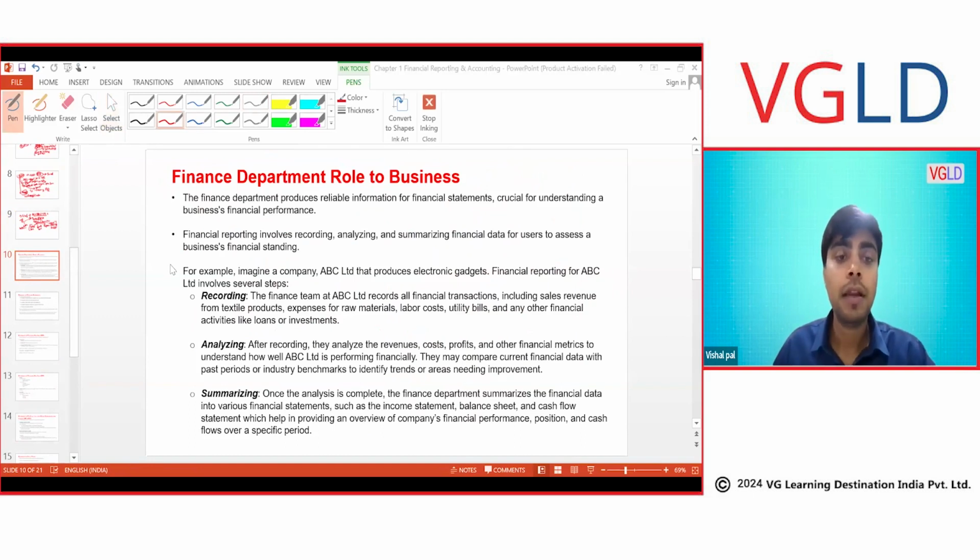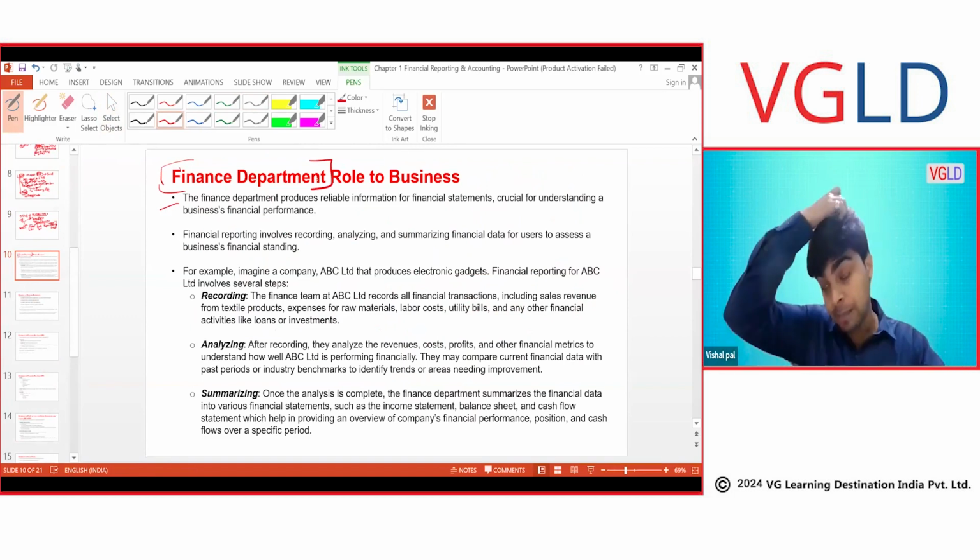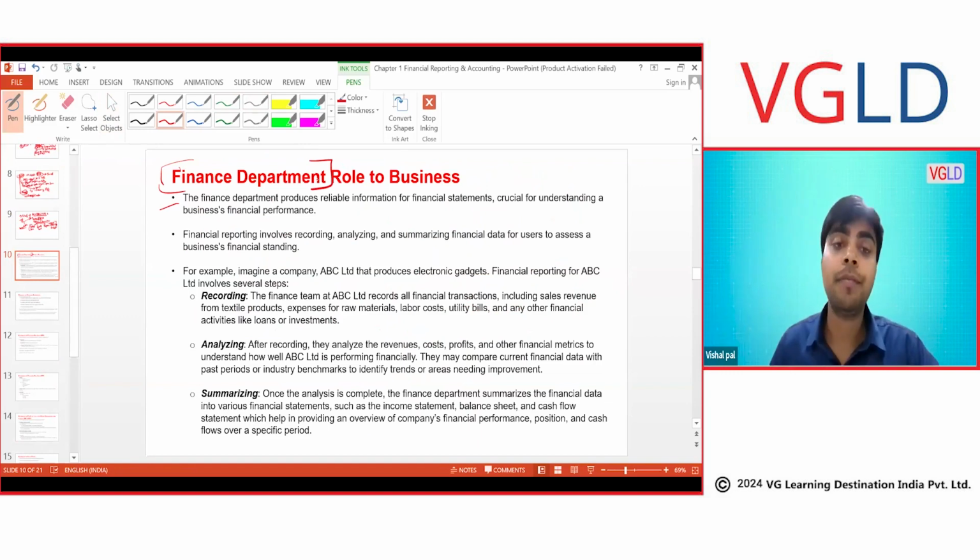Now, the finance department, where most of you would be working. Many of you would be opening your own businesses. Many of you would be working in a finance role, maybe in partnership, or as a practice, or as employment. So the finance department is something you will be familiar with as an ACCA. What the finance department does is provide information for financial statements, which is important for financial performance, how much performance we have made.